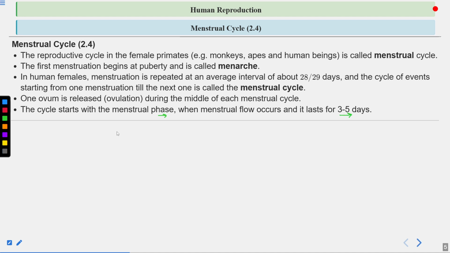So this menstrual cycle begins with the menstrual phase. You can say the first phase is the menstrual phase, during which the bleeding occurs, or when menstrual flow occurs. And what is the duration of this phase? 3 to 5 days.